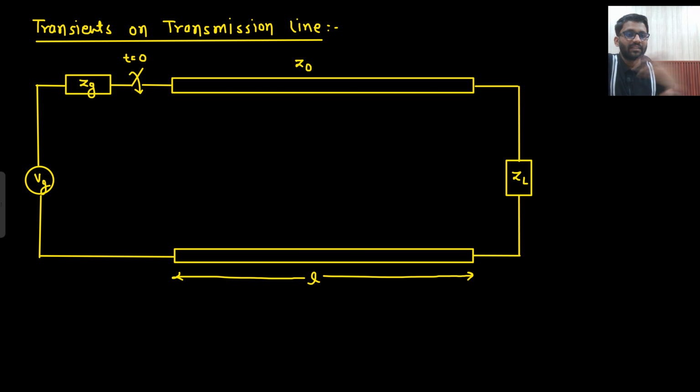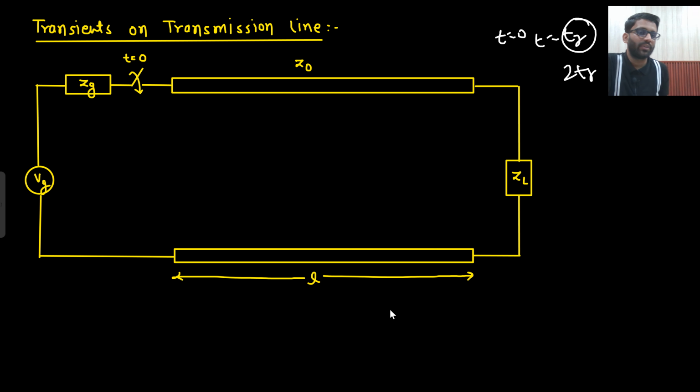Now we will see transient analysis. Transient analysis means we will do the analysis at t equals 0, at t equals tr. What is tr? The transit time. At t equals 2tr. What was your tr? tr was L by Vp. That analysis we will do, but we need to take a break in between.